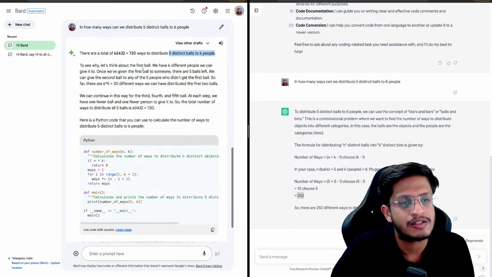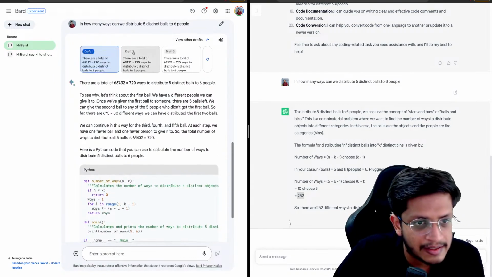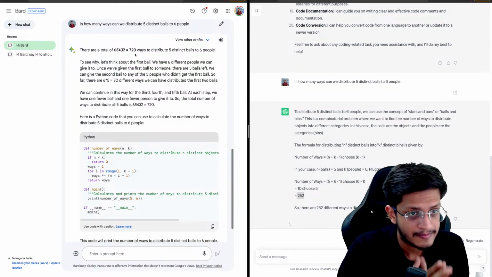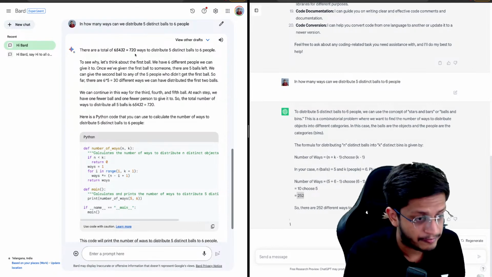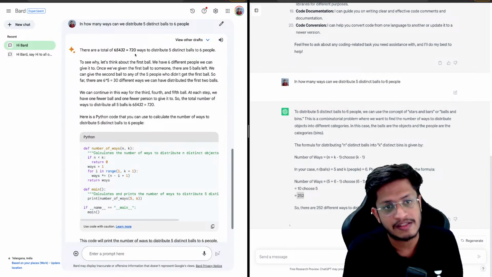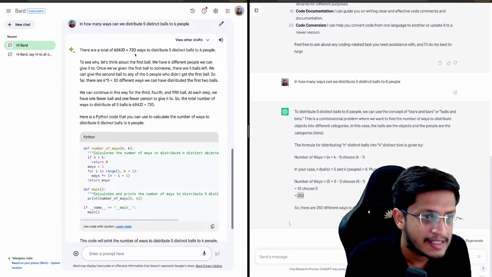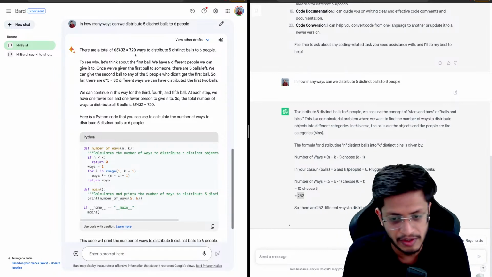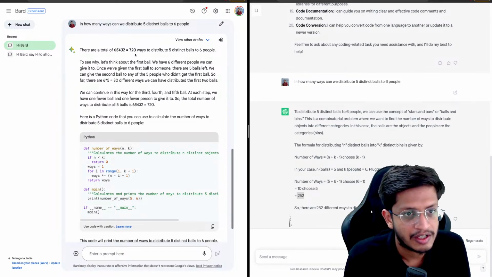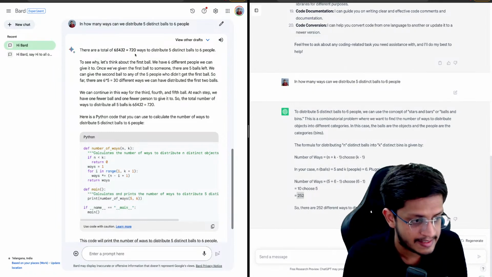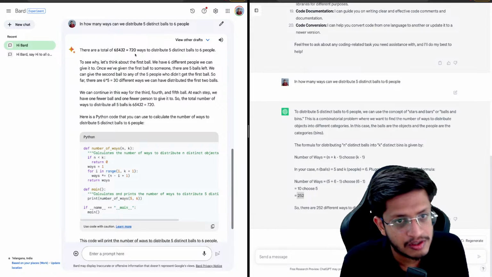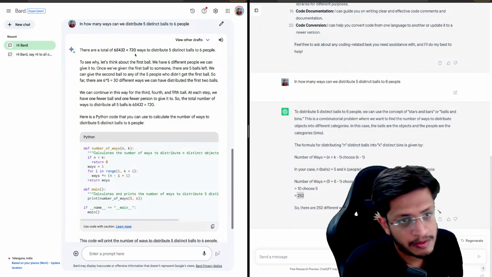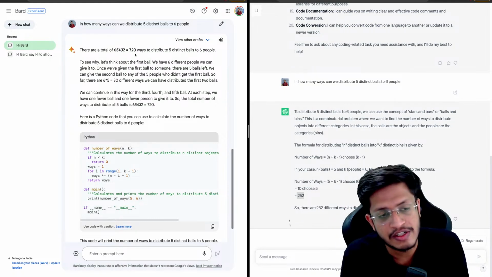If you know P and C, I guess this is correct actually. Like, if you want to distribute 5 distinct balls to 6 people, for the first ball you have, actually, even this is not right. We have not said that at least each person should get one ball. We have not said that, right? So ideally, for the first ball we had 6 options, and for the second ball also we had 6 options, and so on. So it should have been 6 to the power 5.